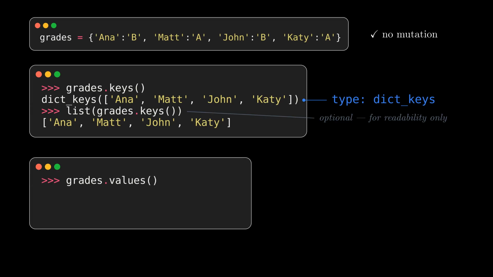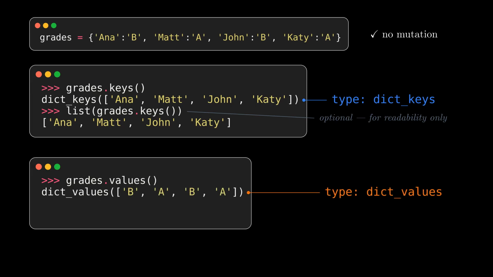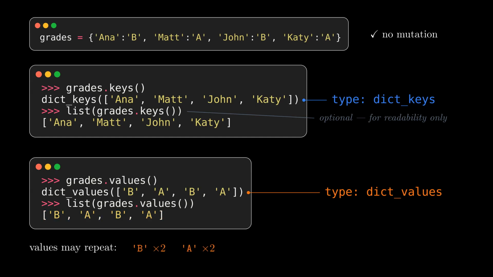The values method works exactly the same way. It returns a dict values object holding every value, which you can also cast to a list. Notice the grades read B, A, B, A. Values are free to repeat, and here both B and A appear twice.